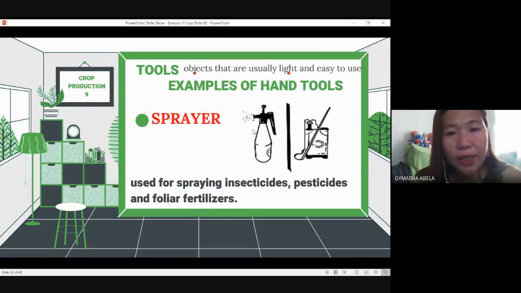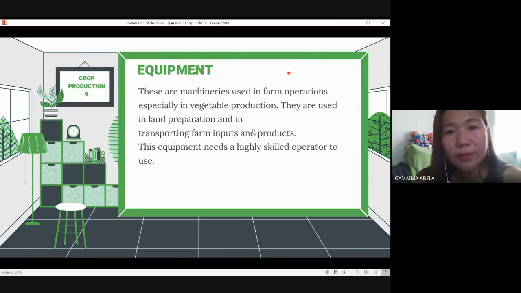I think the tools are very clear to everyone, so let us move to equipment. What are equipment? As we said before, equipment are the tools and machineries used in the farm with the help of power, electric, gasoline, or diesel. These machineries are used especially in vegetable production. These equipment are used in land preparation and in transporting farm inputs and product outputs.